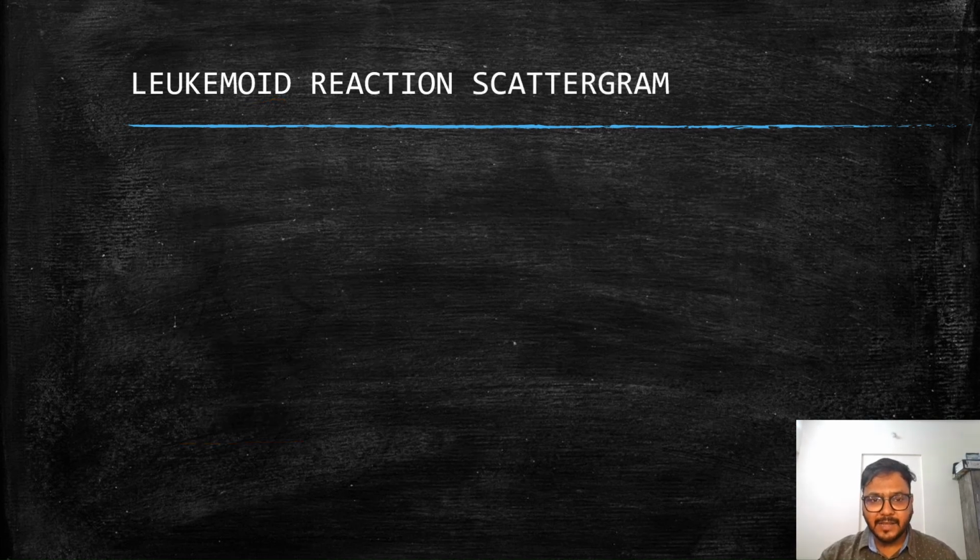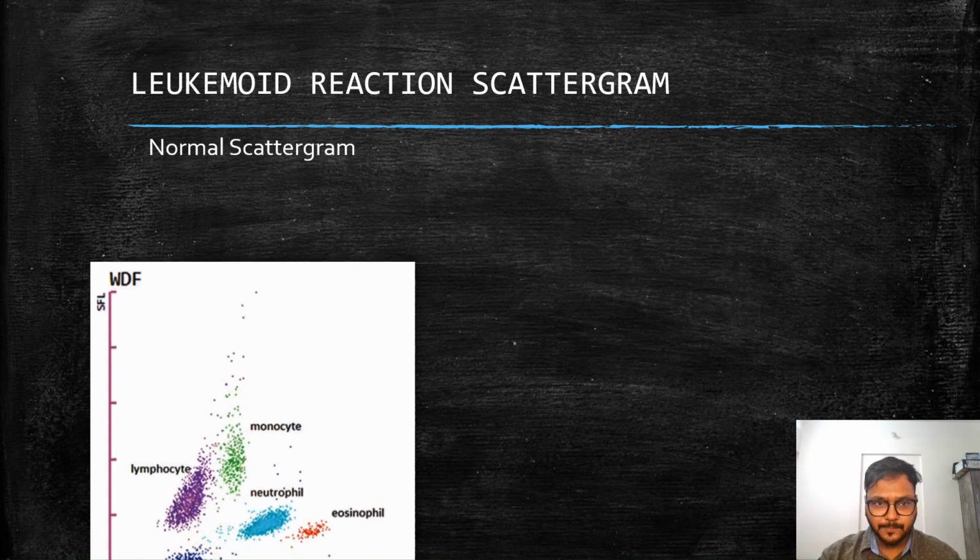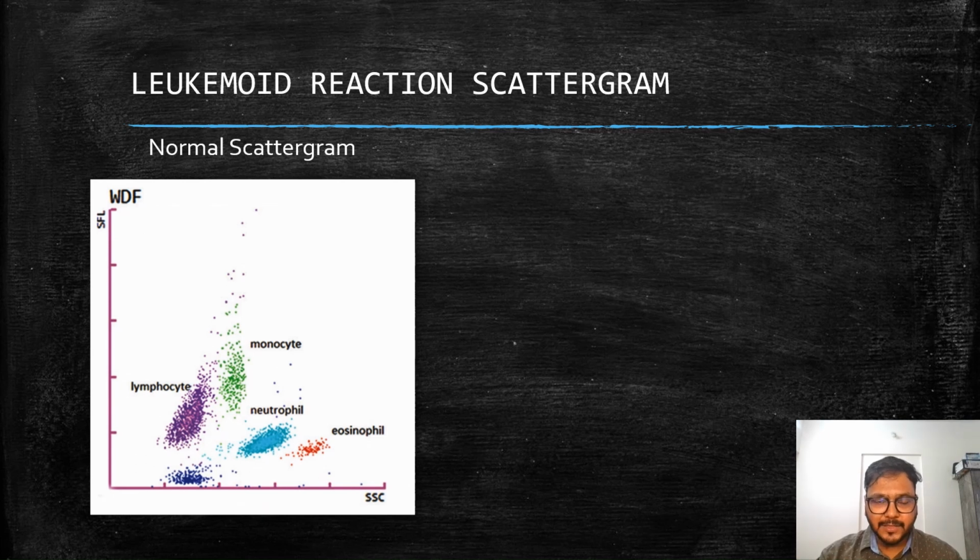Now we'll see scattergram of leukemoid reaction. But before that, I would like to brush up the normal scattergram which we had seen in the previous video. To study normal scattergram, there are two main entities which we should focus on. First is forward scatter, which is directly proportional to cell size and cell volume. And the next is side scatter, which is directly proportional to complexity or granularity of the cell. So on x-axis there is side scatter and on y-axis there is forward scatter.